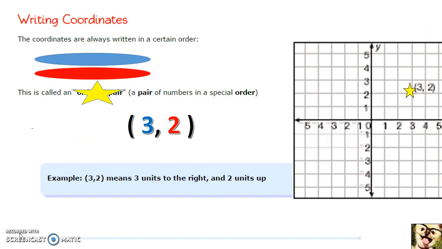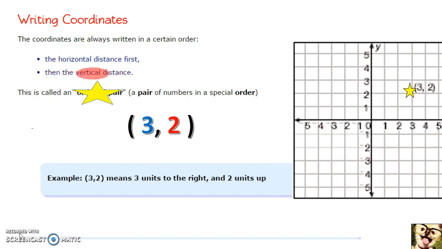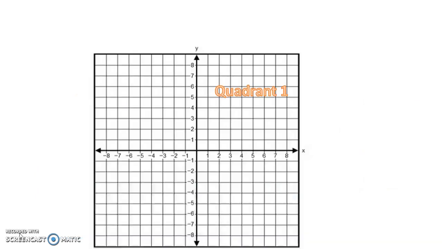Let's take a look at some more examples here. To write our coordinates, you always put the horizontal distance first. Then you put the vertical distance, that's the 2. The horizontal distance, the x-axis, was the 3. The vertical distance is the 2. And these are called an ordered pair, a pair of numbers in a special order. They do have to be in this particular order.